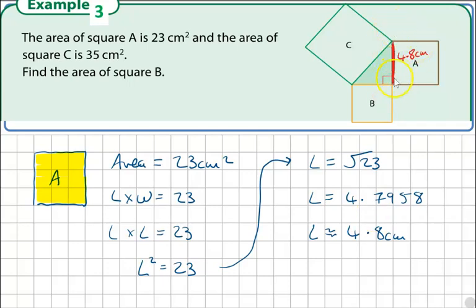The length is equal to 4.7958 centimeters, which I'm going to round off to 4.8 centimeters. So this line here in red, which is the length of one of the sides of square A, and also happens to be the height of the triangle, is 4.8 centimeters.